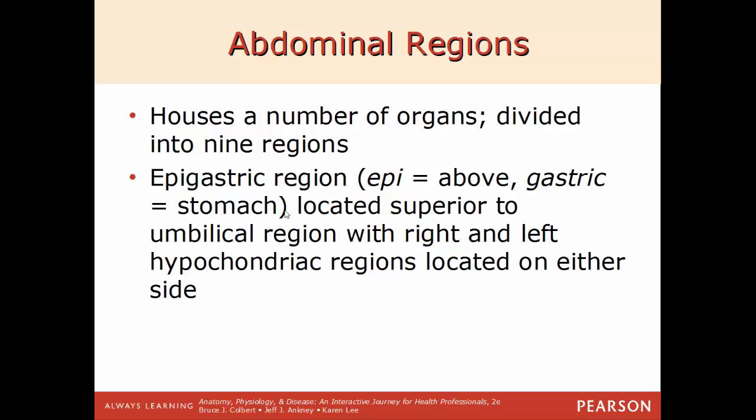And we're only talking about the abdomen here. We're not talking about the thoracic, the pelvic or anywhere else, just the abdomen, because it is so large of a cavity, there are so many organs found within the cavity, it has to be subdivided into further regions. And the first one, the epigastric. Epi always means above, gastric always means stomach. So this is just above the umbilical region, found just between the right and left hypochondriac regions on either side. So we're thinking of a tic-tac-toe pattern. This would be the upper middle square.